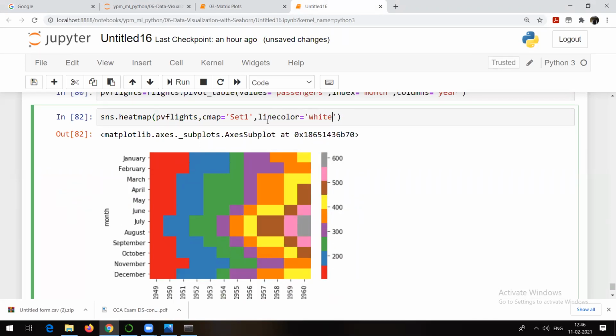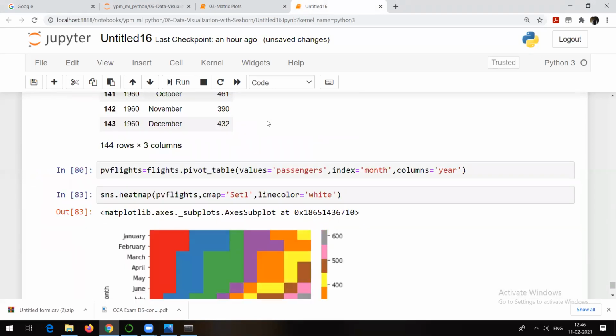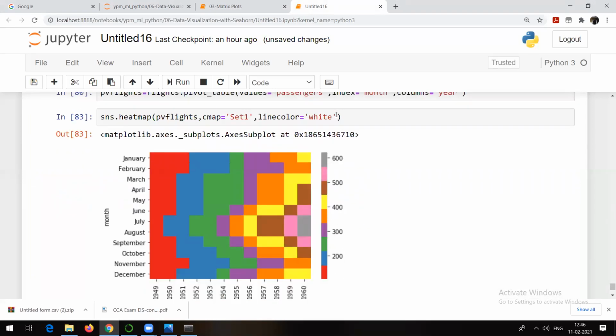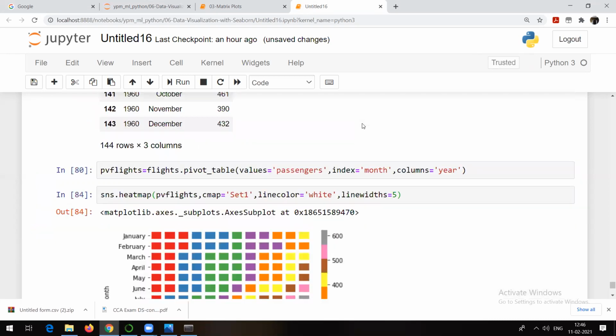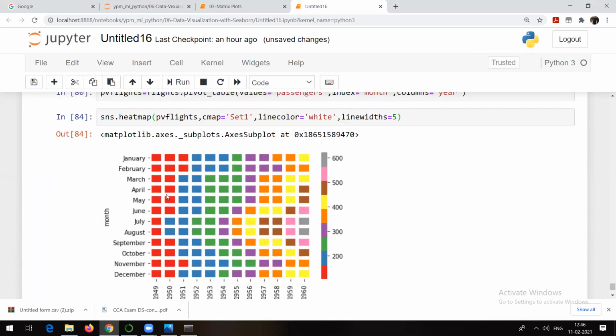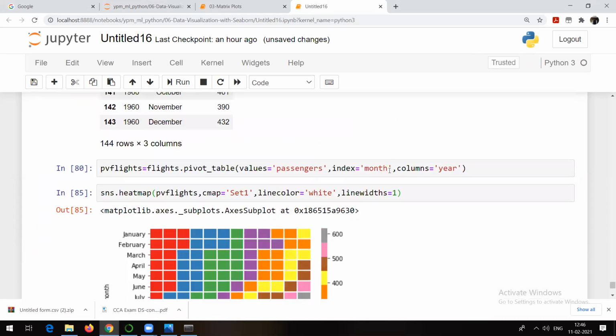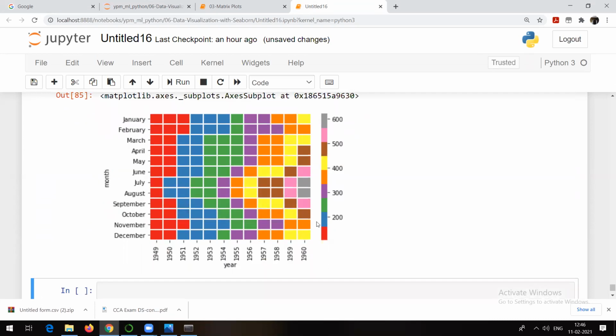I don't think that this works. Okay, I have given the line color as white, but we are not able to see that because I need to include line width. So line width is equal to 5. Now see, as I have given, this white line is there. Let me make the line width 1. Now you'll be able to see a proper graph.